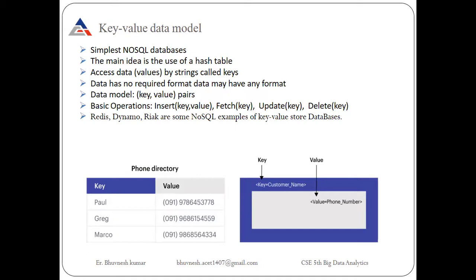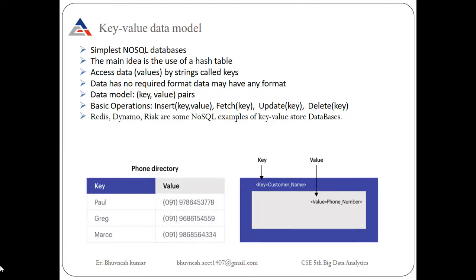We will store that data in this form. Data has no required format; data may have any format. In this, we will not need any type of format. Simply, we will place the key, and that key has string values, such as names. The roll number can also be there. From a student point of view, student name or roll number is the key, and further their age, their semester are the values. We can store in this layer.